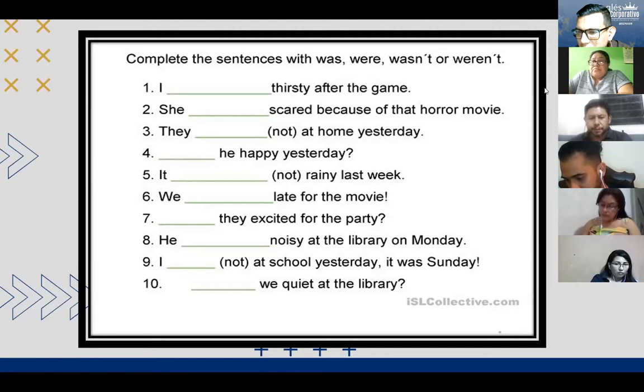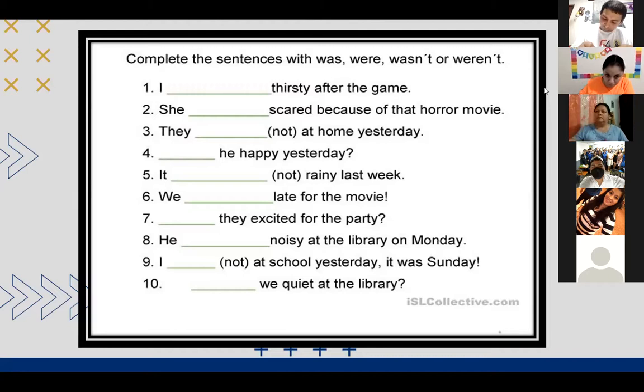Okay, let's start. Number one will be for Mr. Juan Alberto Rivas. I was thirsty after the game. Okay, I was thirsty after the game. Estaba sediento después del juego. I was thirsty. Excellent. Mr. Benedemo, number two. She was scared of that horror movie. Excellent.